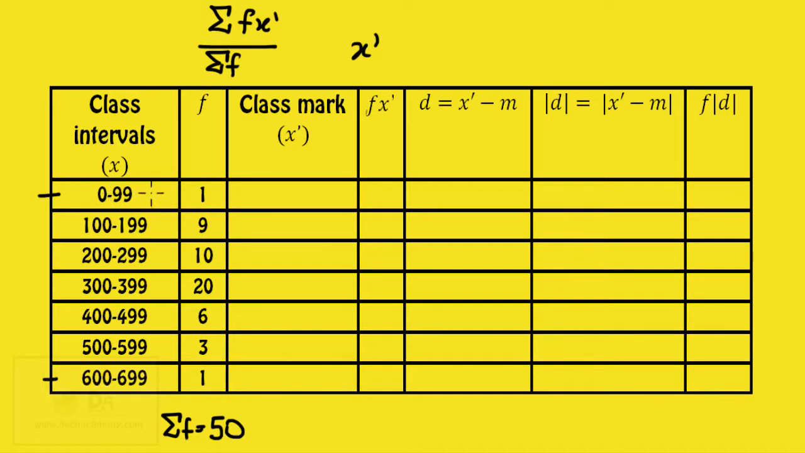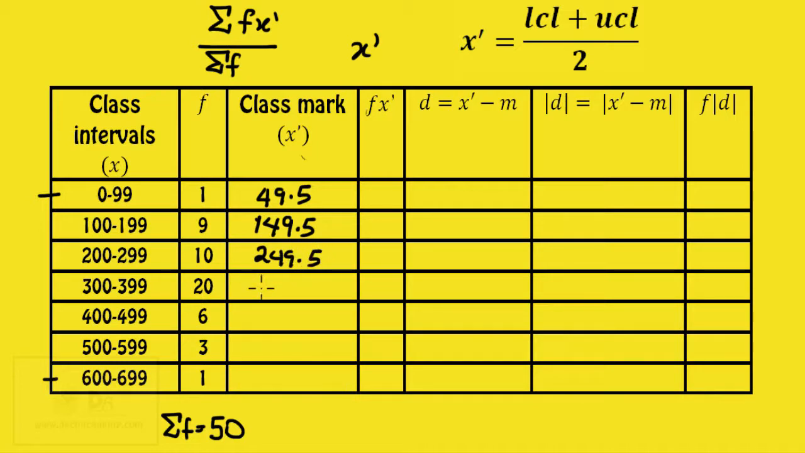The middle value for this class is given by 0 plus 99 divided by 2. Essentially, the class mark is determined by adding the lower class limit and the upper class limit, and dividing by 2. So 0 plus 99 over 2 gives 49.5. 100 plus 199 divided by 2 gives 149.5. 200 plus 299 divided by 2 gives 249.5. So I'll just do the same thing for the other columns.